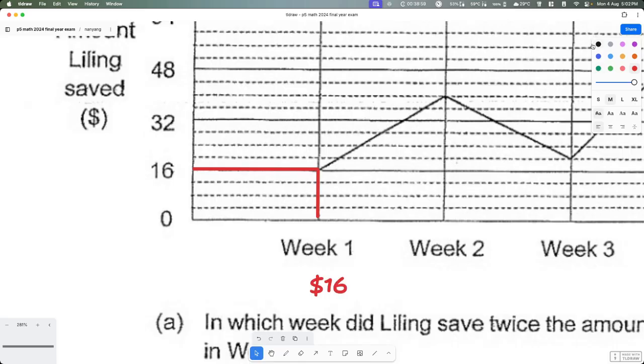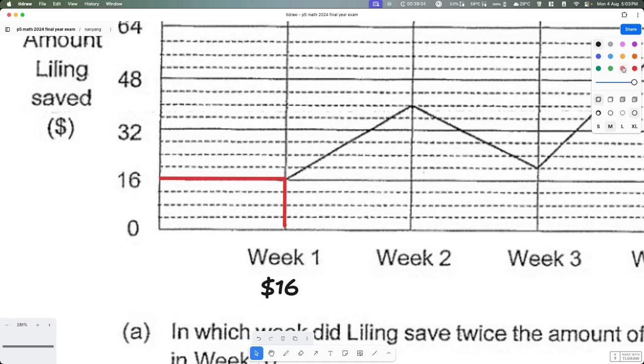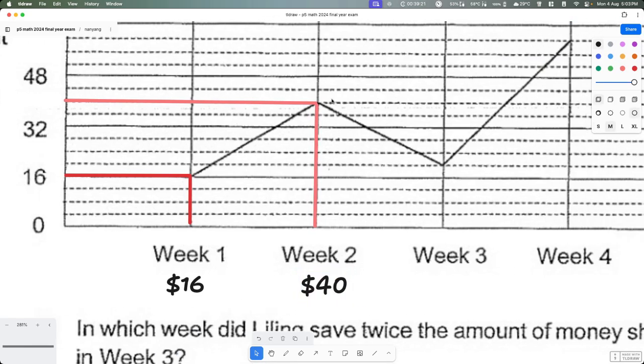Going black. So what about week 2? Week 2 over here, I'm going to put pink. Week 2 is 32, and then times 2, so $40 in this case over here. Then what about week 3? Week 3 will be green. This will be $20. I think we got our answer, but let's hold on our thoughts.